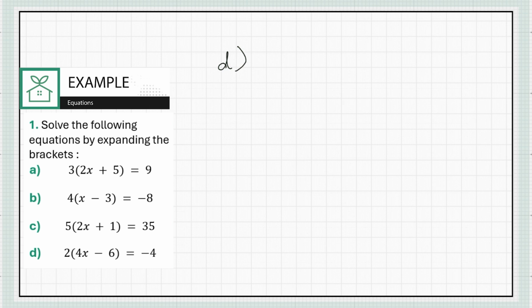Alright, looking at our next one, D, we have 2(4x - 6) is equal to negative 4. So 2 times 4x, well that's equal to 8x, and then 2 times negative 6 is equal to negative 12.